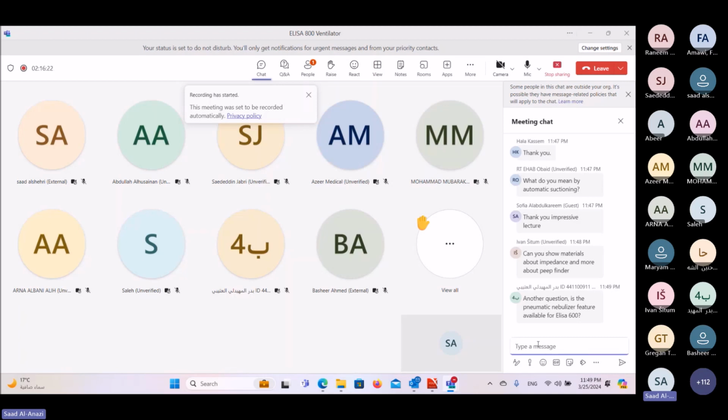Badr Al-Mhedil is asking another question: is the pneumatic nebulizer feature available for the ELISA? Yes, the pneumatic nebulizer feature is available in all of the ELISA family. Yes, you can find it, but the mesh nebulizer is an optional procedure.